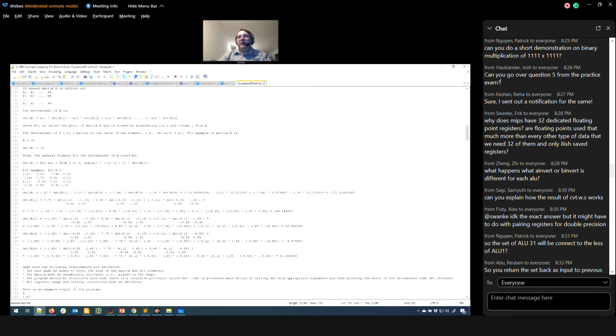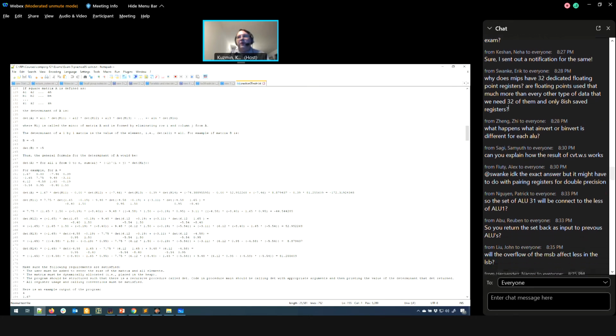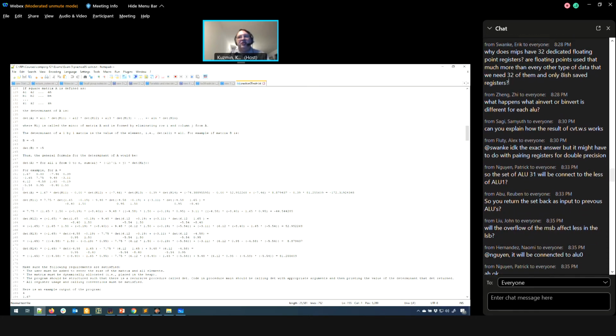Why does MIPS have 32 dedicated FP registers? Floating point is used that much more than every other type of data that we need, 32 of them, and only 8-ish saved registers? Well, for one, we have 32 general purpose registers, right? So it's only a few S registers, but we have T registers and more, and A and V, okay? And then remember the 32 registers for floating point becomes 16 if we talk about double precision. So 16 is not that whole lot, okay?